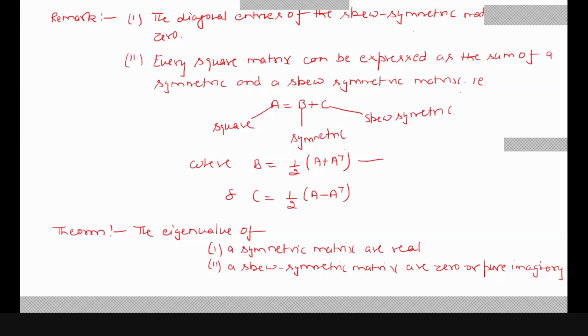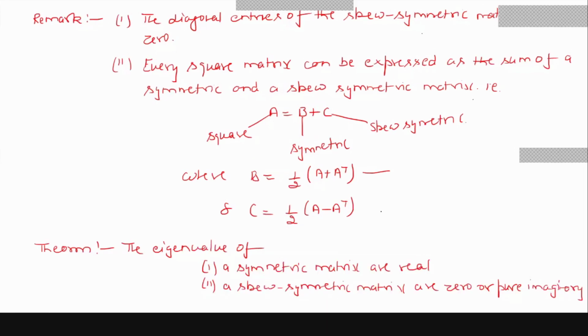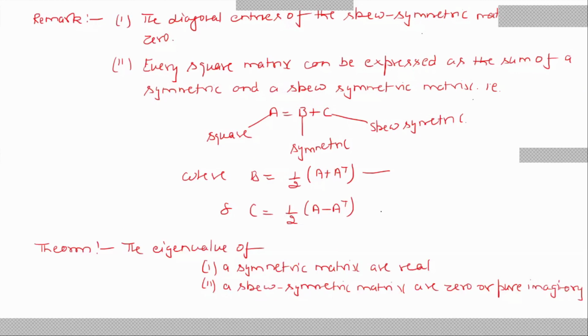And C is equal to 1/2 (A - A transpose). If you calculate C transpose, you will get minus C. It means every real square matrix can be expressed as a sum of a symmetric and a skew symmetric matrix. Then what about the eigenvalues?